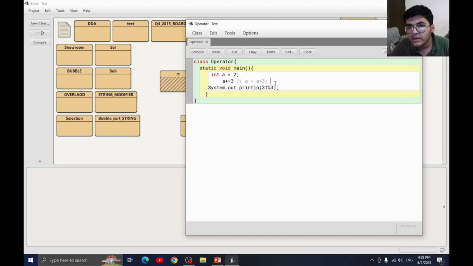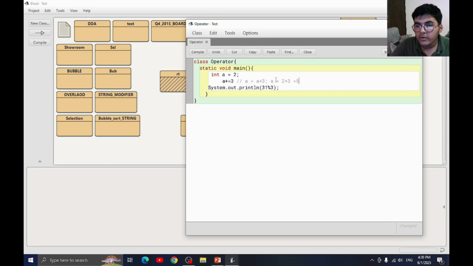Now the value of a is 2. So here 2 is being added, and we are adding 3 to 2. What is the answer? The answer is 5. And what is the new value of a? 2 plus 3, it's going to be 5. So we are getting 2 plus 3, which is equivalent to 5.